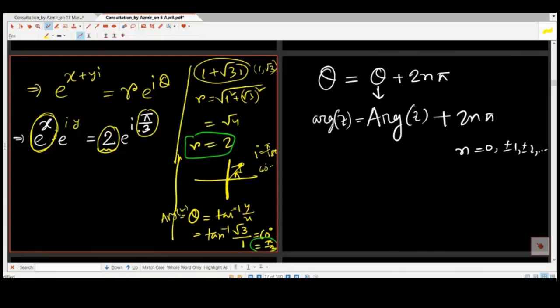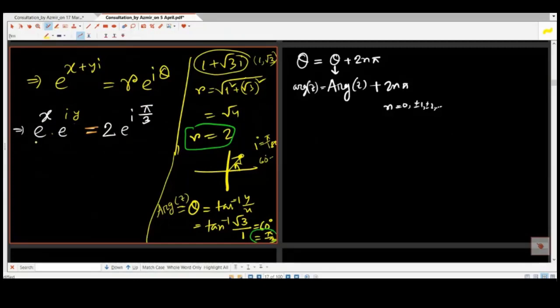e to the i theta, e to the i y. So this is the argument. So that means we have this equation. This is a complex number, this is another complex number. Two complex numbers are equal if their moduli are equal and their arguments are equal.